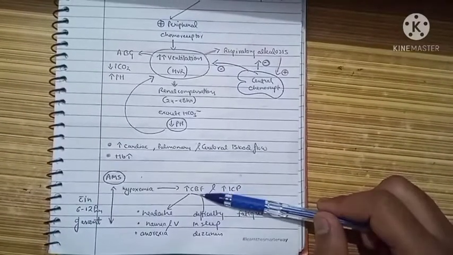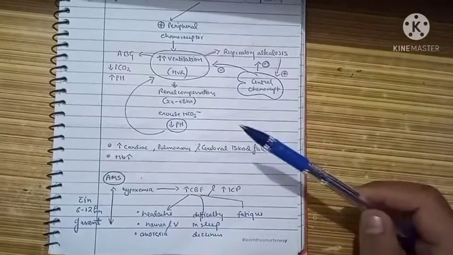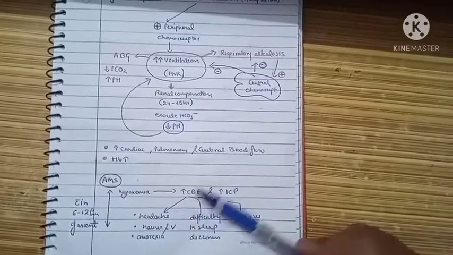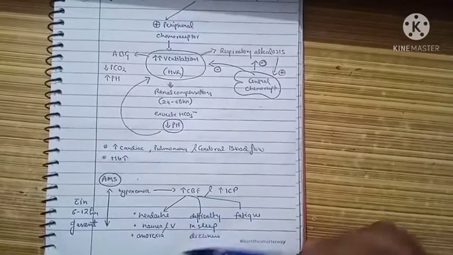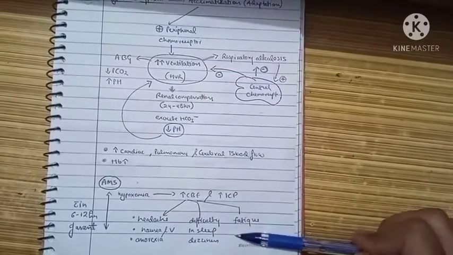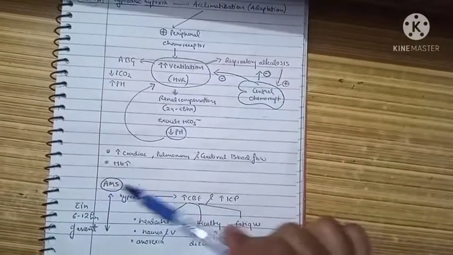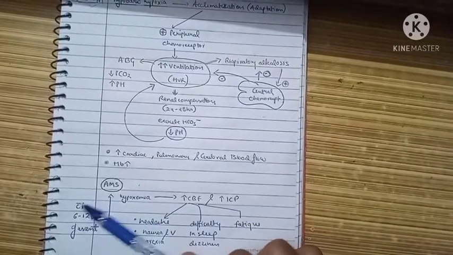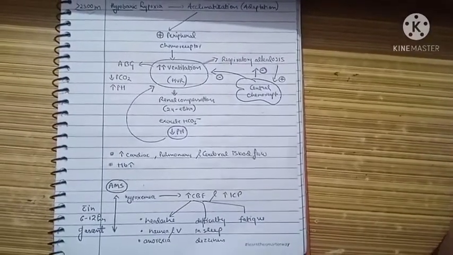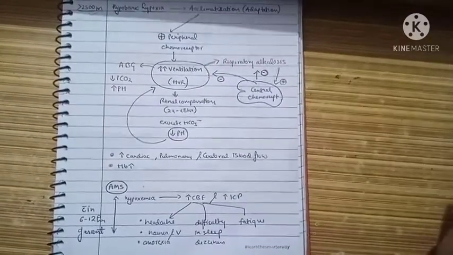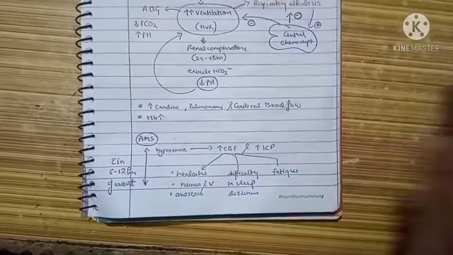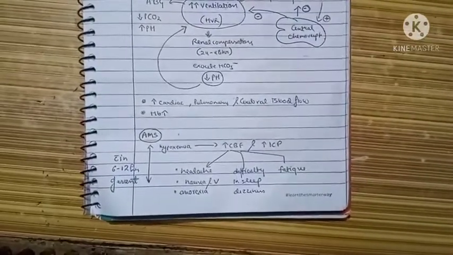So the symptoms seen in acute mountain sickness are related to these things. Increased cerebral blood flow and increased intracranial pressure will lead to headache, nausea and vomiting. The patient will also complain of loss of appetite, difficulty in sleep, and dizziness. The patient also complains of fatigue. All these things start to happen after 6 to 12 hours of ascent. These are the things you must know about acute mountain sickness.